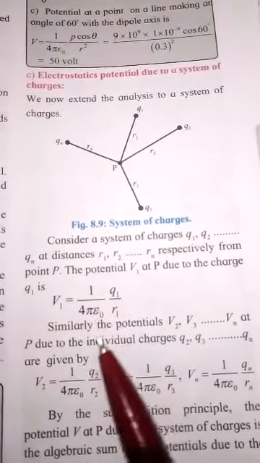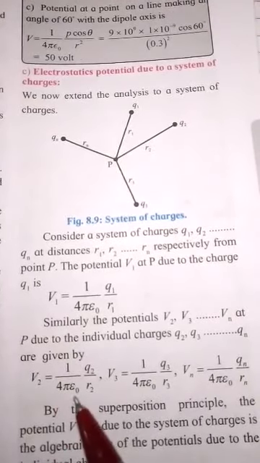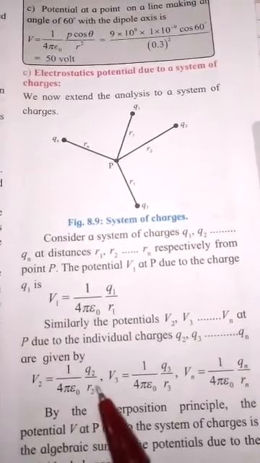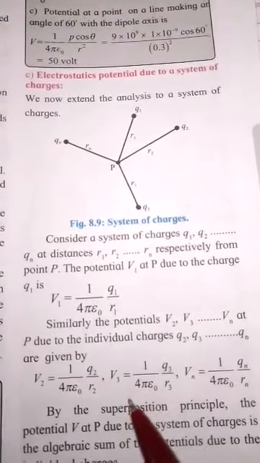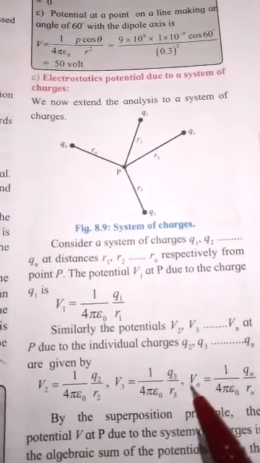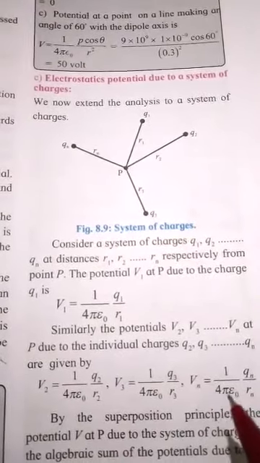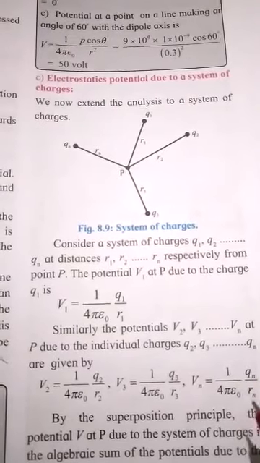the same expression for the potentials. So V2 is equal to 1 upon 4 pi epsilon naught Q2 upon R2. V3 is equal to 1 upon 4 pi epsilon naught Q3 upon R3, and up to Vn, it is equal to 1 upon 4 pi epsilon naught Qn upon Rn.